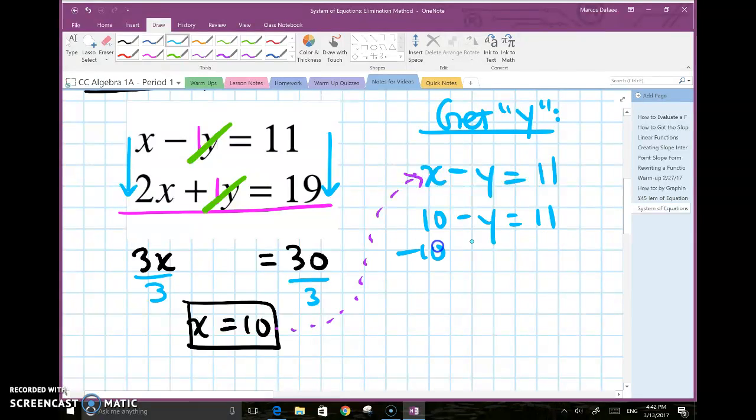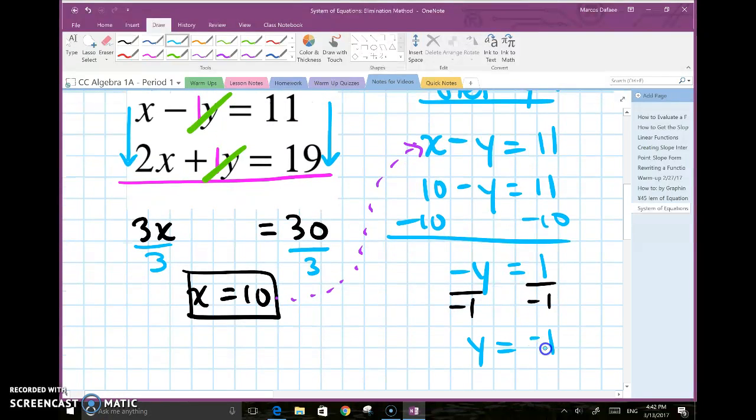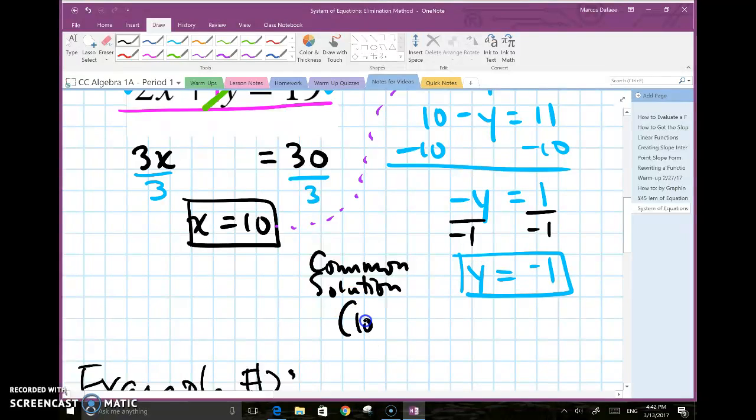And solving this, and I'm going to move a little quickly here, negative y equals 1. The opposite inverse property goes there, and then what I get is y is equal to negative 1. So putting this together as a whole answer, what I get is my common solution happens at 10 and negative 1.